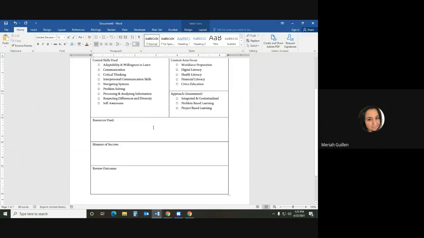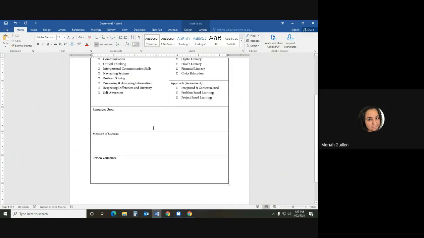And then right here, I just had to think about which resources I want to use, because I usually have these big, bright, beautiful plans, and then I never get to them. And so it's really nice to just put resources that you would like to use, or resources that you have used in the past.